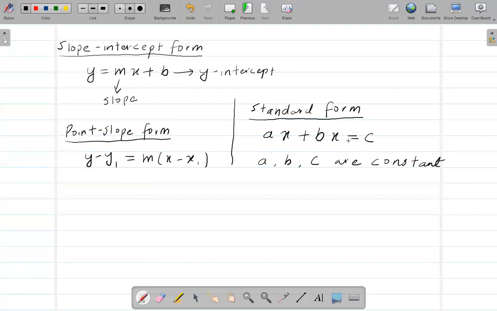We don't know the numbers. We're just going to say a, b, c for right now. All right. So these are three forms of the equation we need to know for this section. Now we said m is the slope, right? And for slope, there is a formula to find it: m equals y2 minus y1 over x2 minus x1.